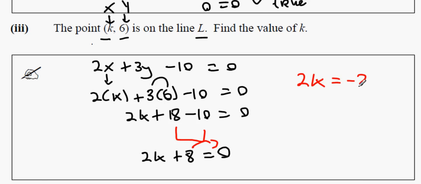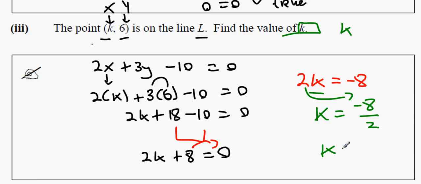We want to get rid of this 2, because we want to find the value of k. This means k on its own. The 2 is stopping the k from being on its own. So it's going to be k equals minus 8 divided by 2. The 2 goes underneath. And this means k equals minus 4. Okay? And that's your revision ended for the coordinate geometry section.